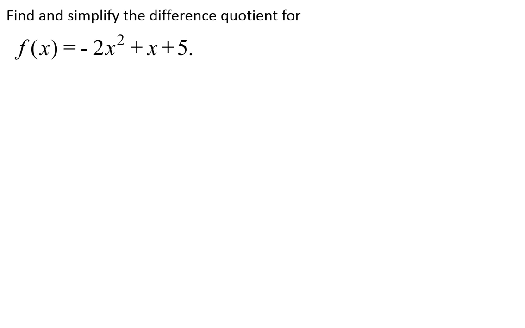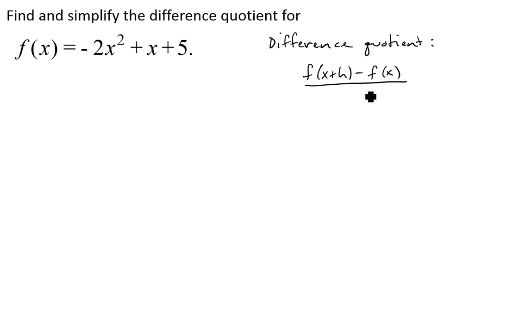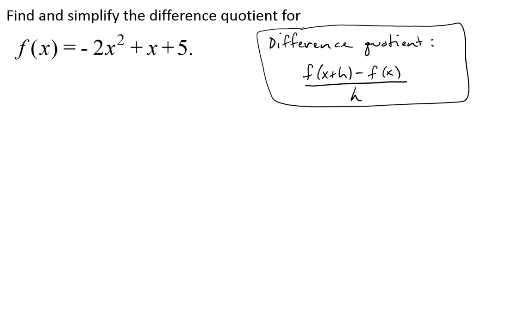The difference quotient is a specific expression that shows up in different places. It's actually a very important expression in calculus, but it's based off of the slope of a line. So the difference quotient is defined to be f of x plus h minus f of x over h. It's really just a variation on the formula for the slope of a line. And so we're just going to find and simplify that expression using this function that's given.